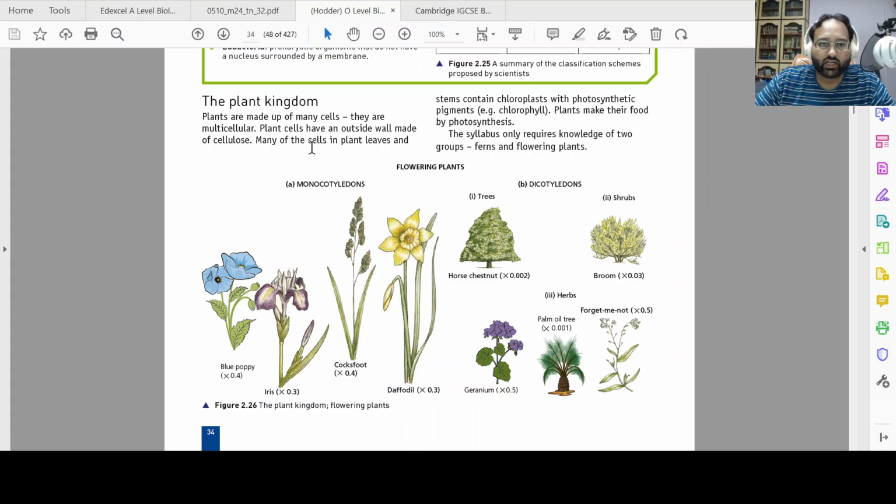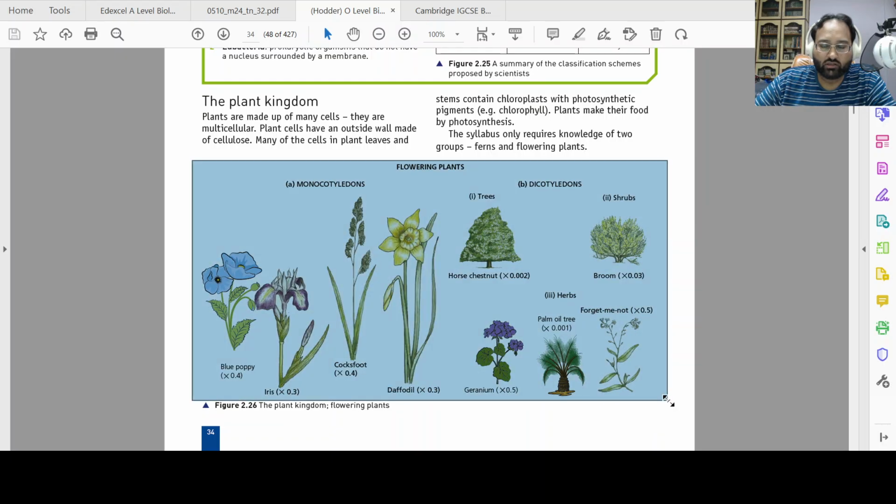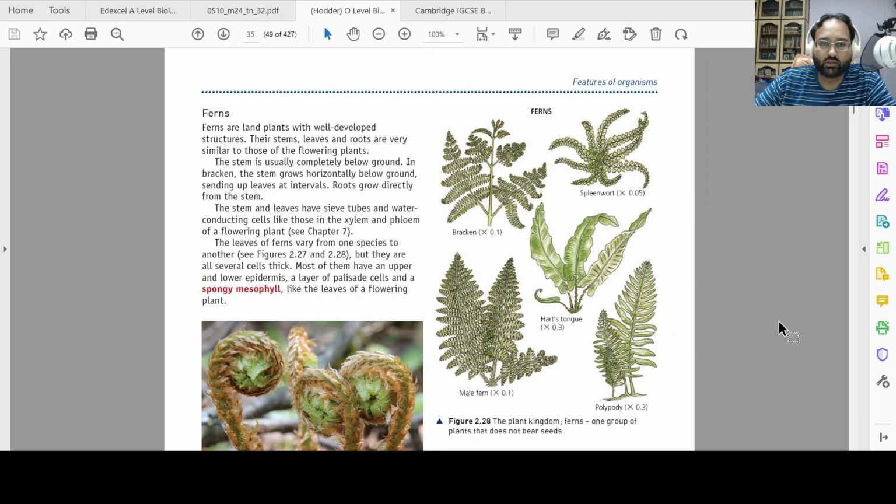So, general characteristics are that plant cells have a cell wall made of cellulose, and the cells contain chloroplasts with the photosynthetic pigment called chlorophyll, and that they carry out the process of photosynthesis, which is how they make their own food. Right, and we're only concerned about knowing about two members of the plant kingdom, which are ferns and flowering plants. You can see members of the flowering plant category over here, right?